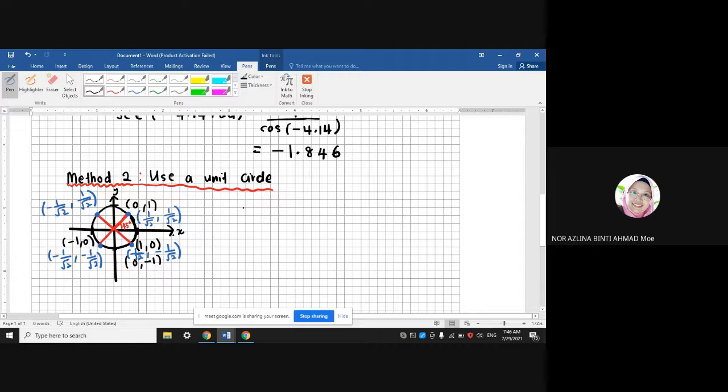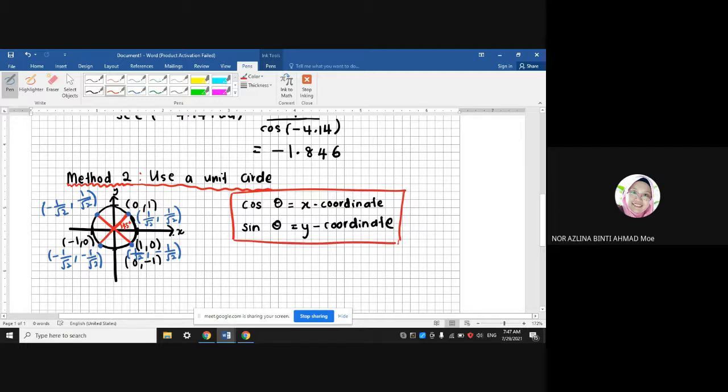Okay, one more you need to know cos theta. Yang ini tak ada, saya rasa tak ada dalam textbook awak. Saya tuliskan ini, mungkin awak boleh catat dalam buku awak. Cos theta, we will take x coordinate, the value of x coordinate. For sin theta, we will take the value of y coordinate. Okay, macam mana tu maksud dia? Okay, ni boleh catat dulu. Cos theta is x coordinate, sin theta is y coordinate.